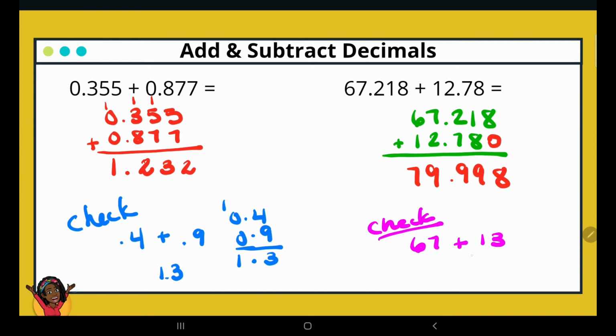Now, 67 plus 13 is 80. 79.998 and 80 are pretty close. If I rounded 79.998, I would actually get 80. So this is definitely in the accurate range.